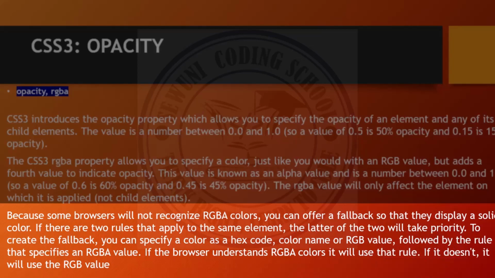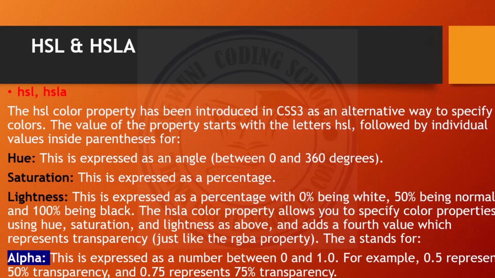Okay, so there are rules that apply to the same element. You indicate that if this does not take the RGBA, it should take this color. You can specify it either in a hex code, using a color name, or using the RGB. So if the RGBA does not work, it should fall back on the RGB or the color name or the hex code.